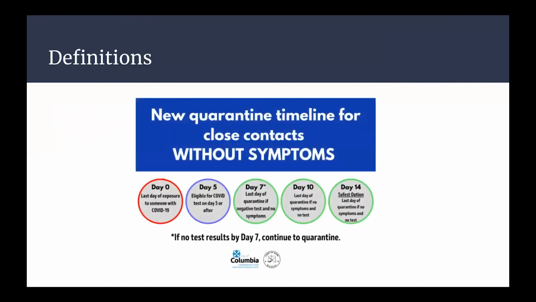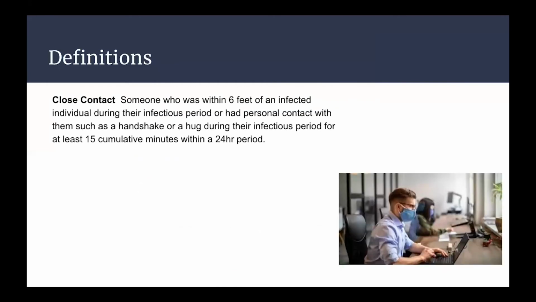And here are the new quarantine timeline options for close contacts without symptoms. A close contact is someone who was within 6 feet of an infected individual during their infectious period, or who had personal contact with them, a handshake or a hug, for example, during their infectious period for at least 15 cumulative minutes within a 24-hour period. The infectious period is considered to be 2 days before symptoms began, or 2 days before testing positive, if asymptomatic. Individuals are still considered close contacts if masks were worn by both people.